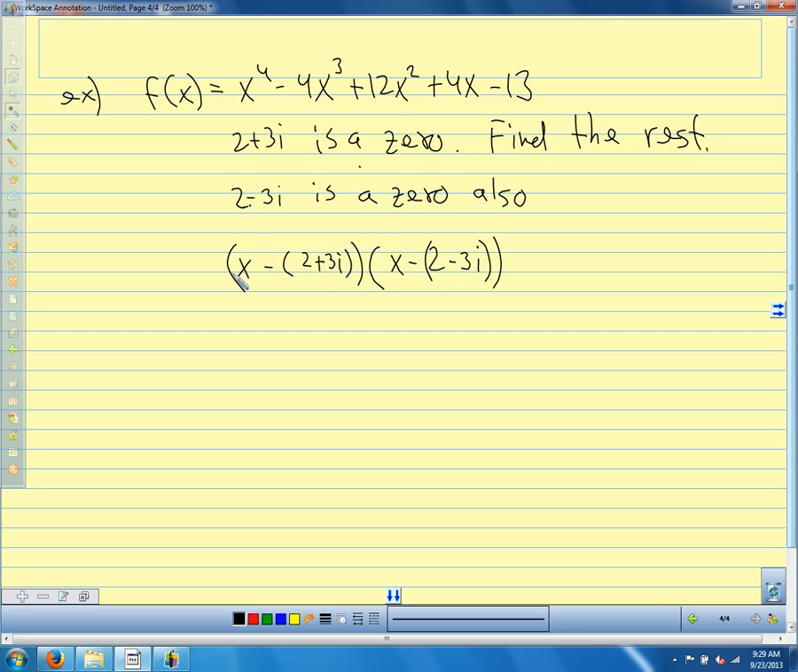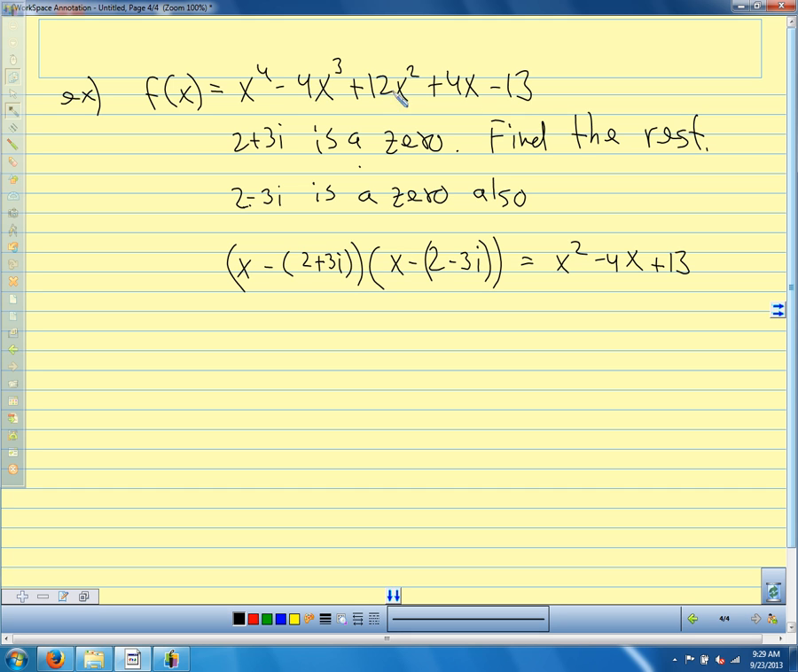I get, just multiply this x, multiply these together. It's not a difficult process. We know how to do the multiplication with our complex numbers. When I FOIL this out, I end up with x squared minus 4x plus 13. Well, since both of these are factors, this has to be a factor of this.